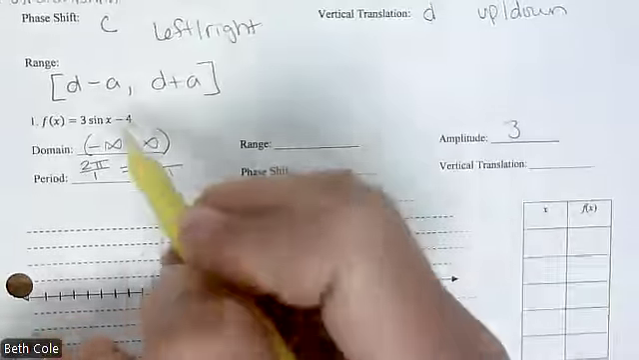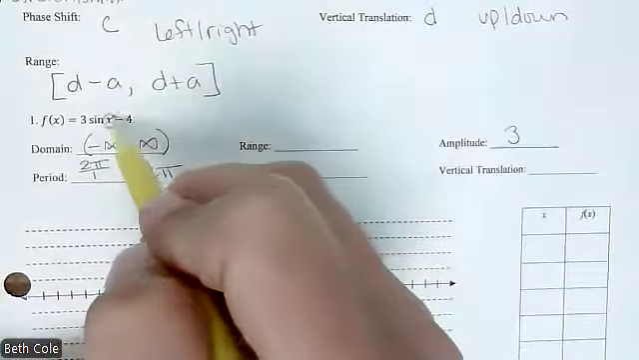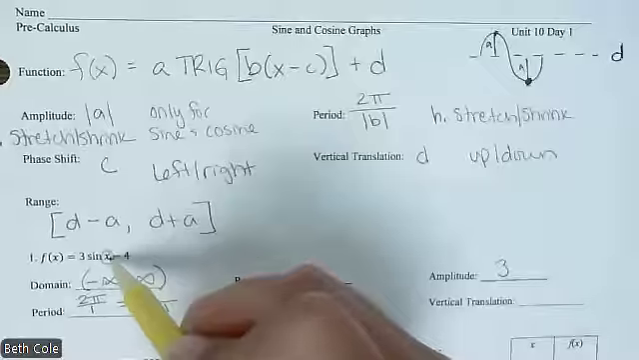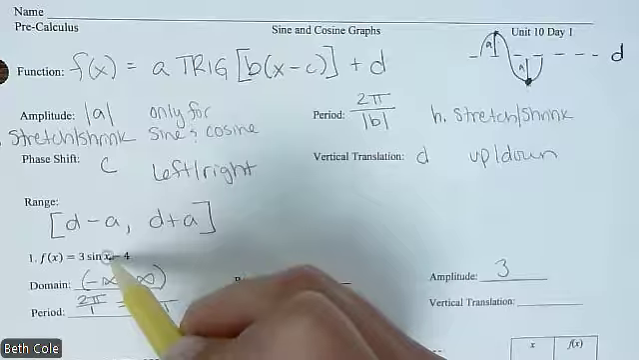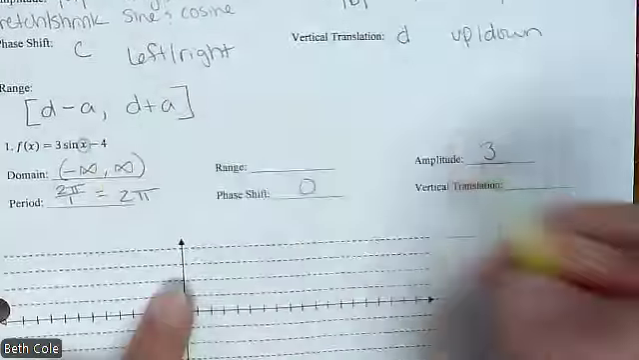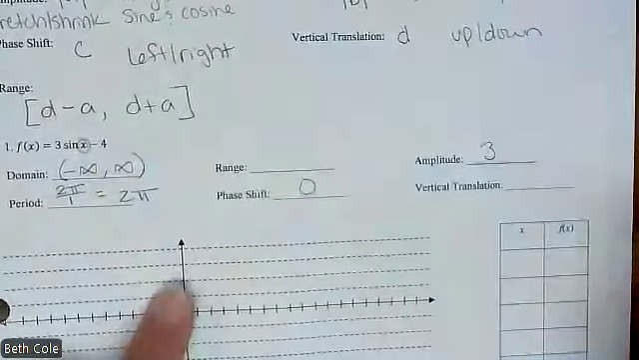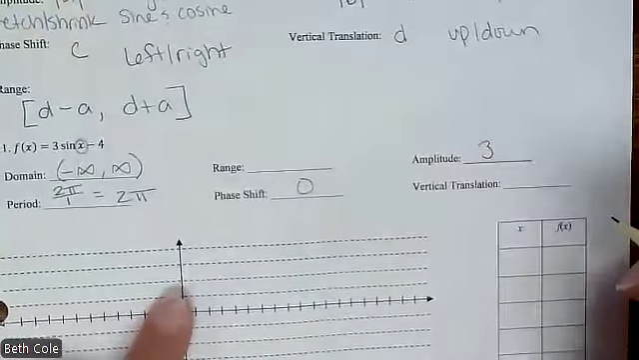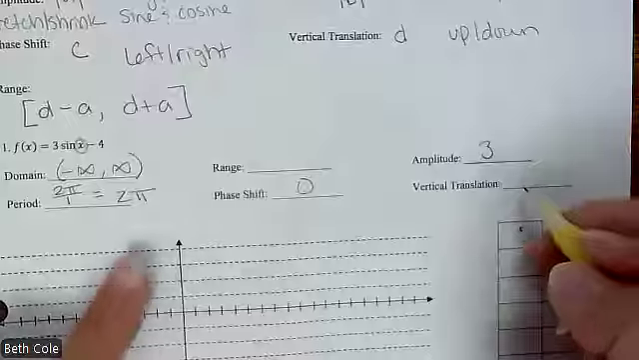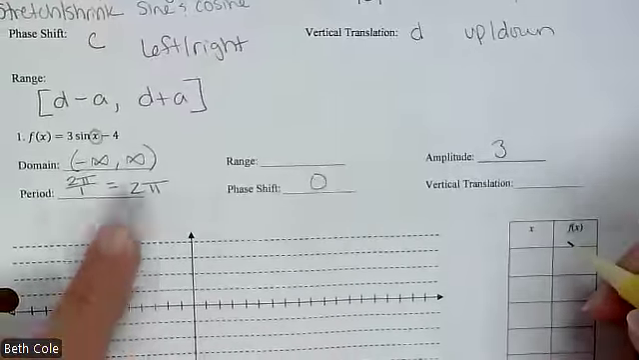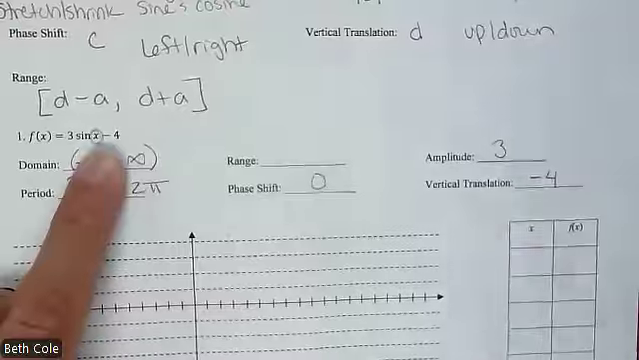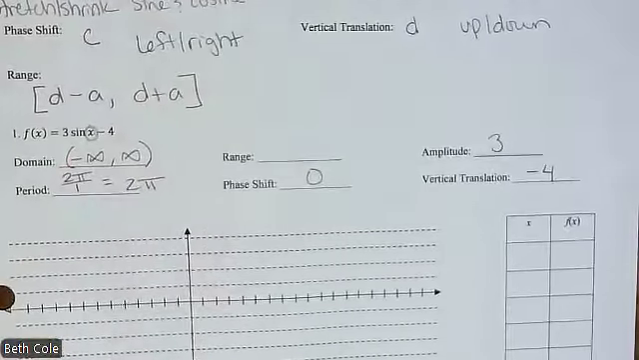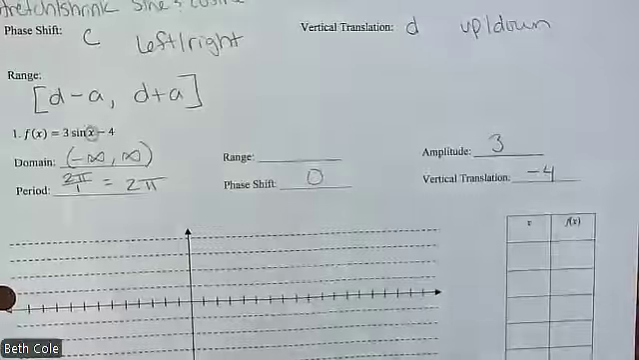Phase shift, that's your left or right. Do you see anything in here with the X? Yeah, is there anything there? No, so there isn't one. You can say 0 or you can say none. I usually just say 0. It didn't move. You could even put pi with that. No pi. All right. And then what's your vertical translation? Yeah. And you can write down DOWN 4, or you can just put -4. They both mean the same thing. So that's up to you.